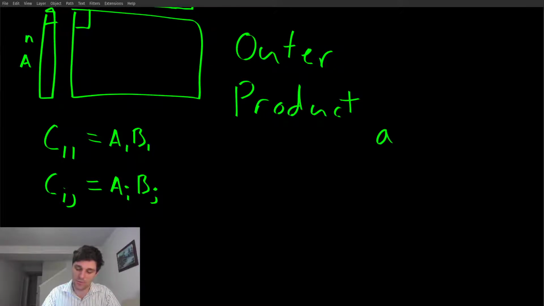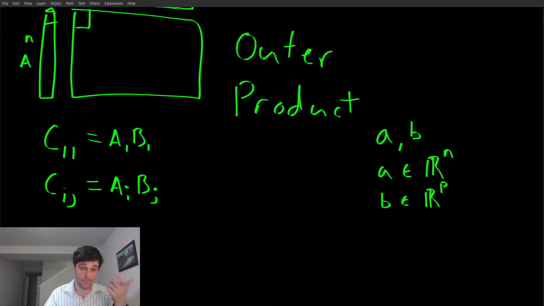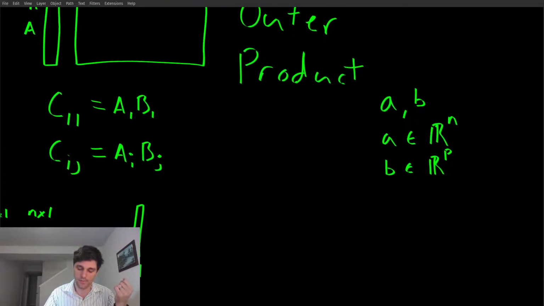Let's say I have two vectors A and B. This time, unlike inner product, they don't have to be the same size. So I'm going to say A is in Rn, and B is in Rp. So A is an n vector and B is a p vector, right?